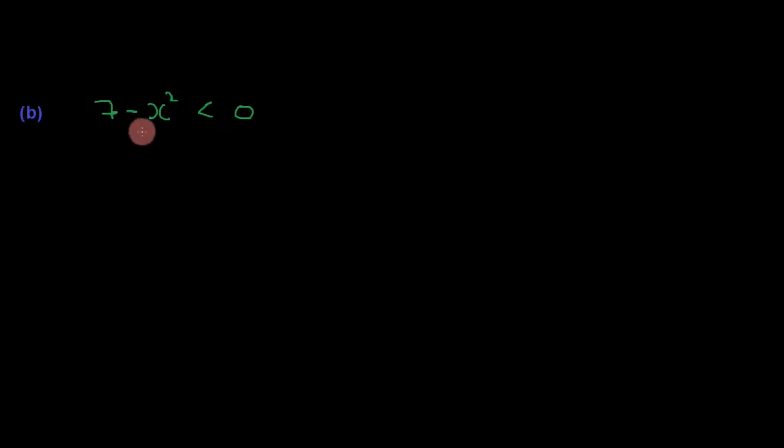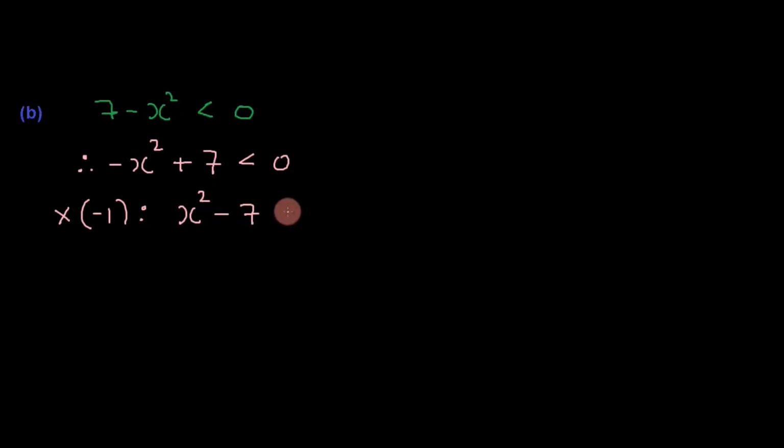So we have 7 minus x squared is less than 0. We're first going to rewrite the order of the terms on the left-hand side. So we're going to write the x squared first. So negative x squared plus 7 is less than 0. We want to have a positive x squared coefficient. So we're going to multiply through by -1. And we have x squared minus 7 is greater than 0. So the inequality switches around when we multiply through by -1.